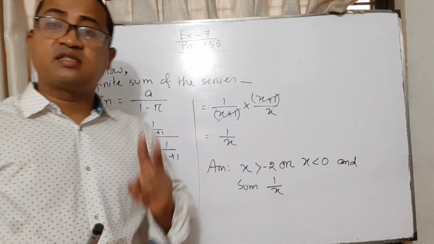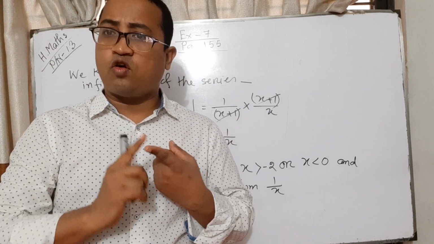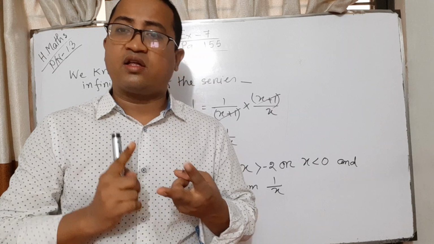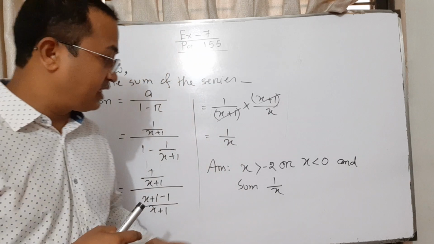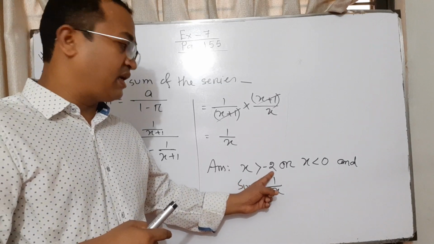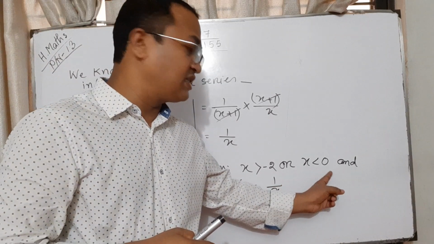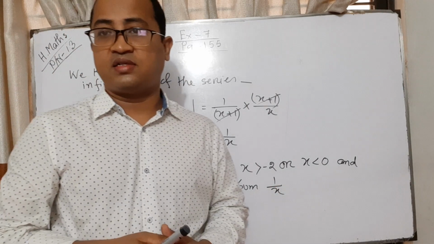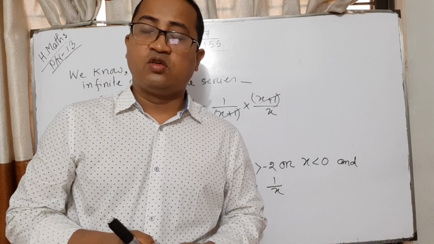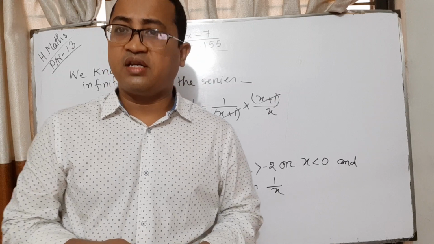So in our answer there are two parts: one is a condition for x, and the other is the sum of the infinite series. The condition is x greater than -2 or x less than 0. This is the condition for x, and the sum is 1/x. I hope you have understood this math very easily.